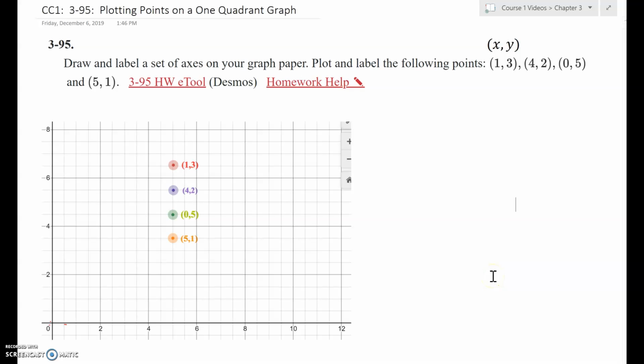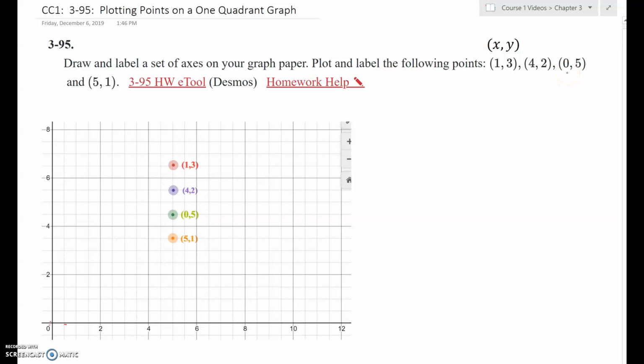This question is about graphing points on the quadrant graph. It comes from Chapter 3 on the 6th grade CPM textbook. So 3-95 says, draw and label a set of axes on your graph paper. Plot and label the following points: (3, 1), (4, 2), (0, 5), and (5, 1).